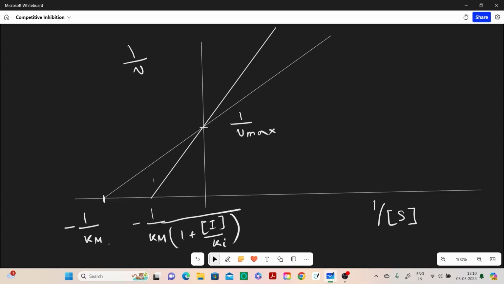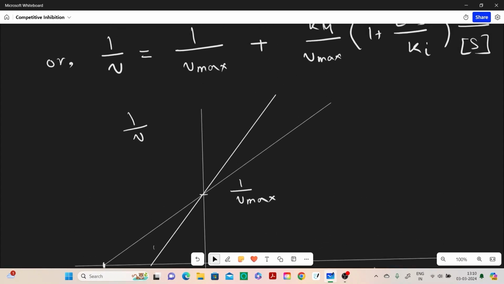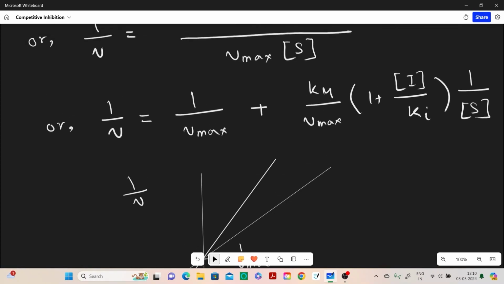Yeah, so this is the basic mathematical treatment for the competitive inhibition.